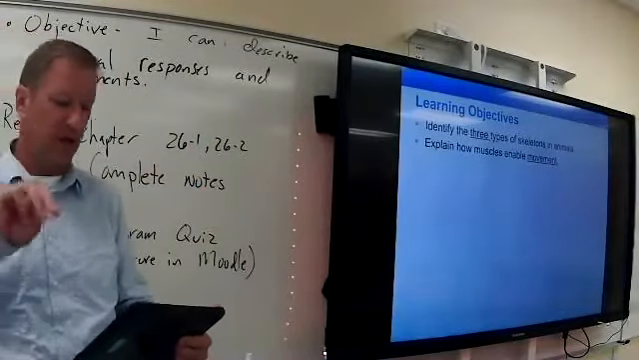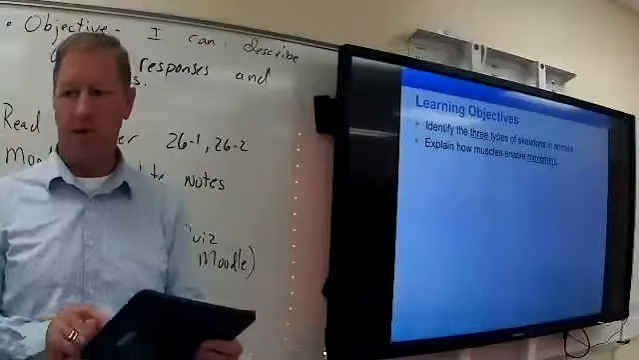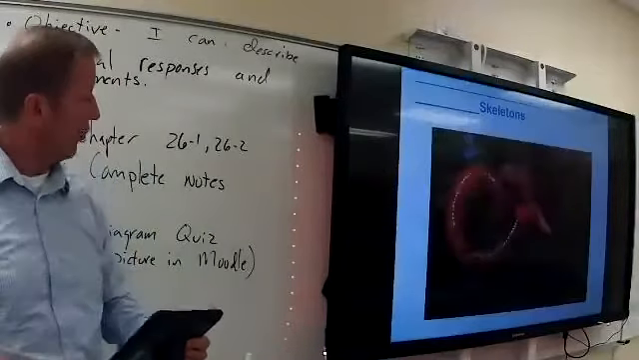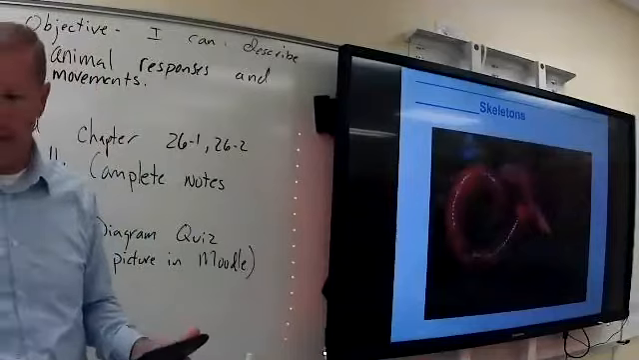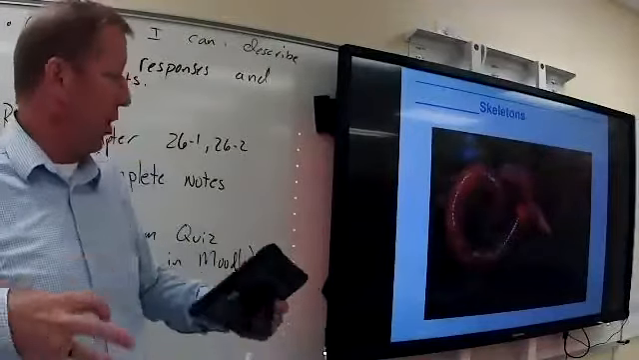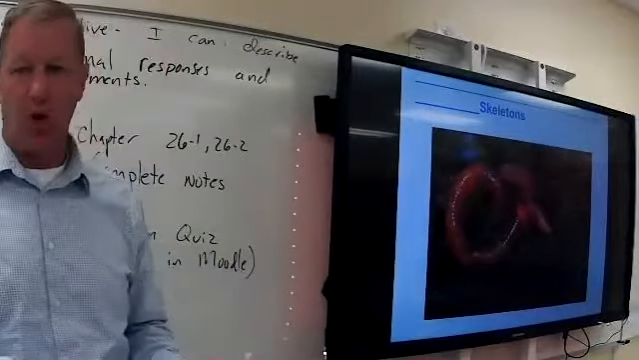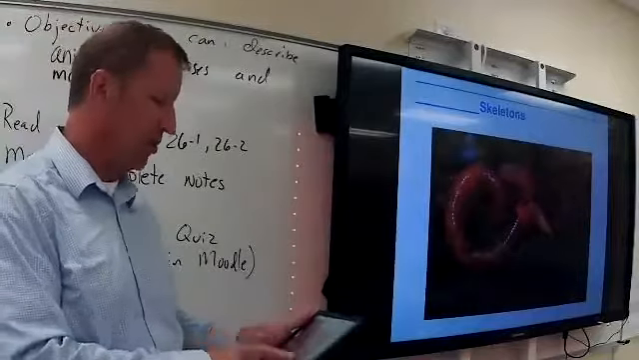We're going to talk about three types of skeletons in animals, and we're going to talk about how muscles help things move. So first type of skeleton, the worm, this has a hydrostatic skeleton. The pressure from inside simply pushes out. This allows for great movement and flexibility.